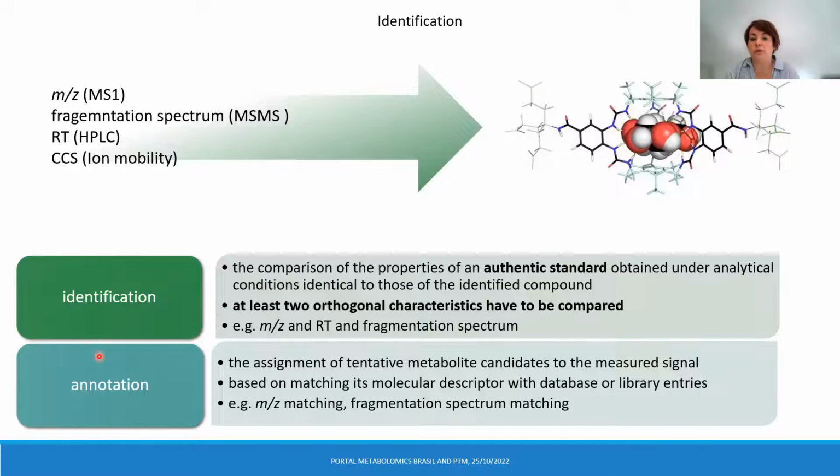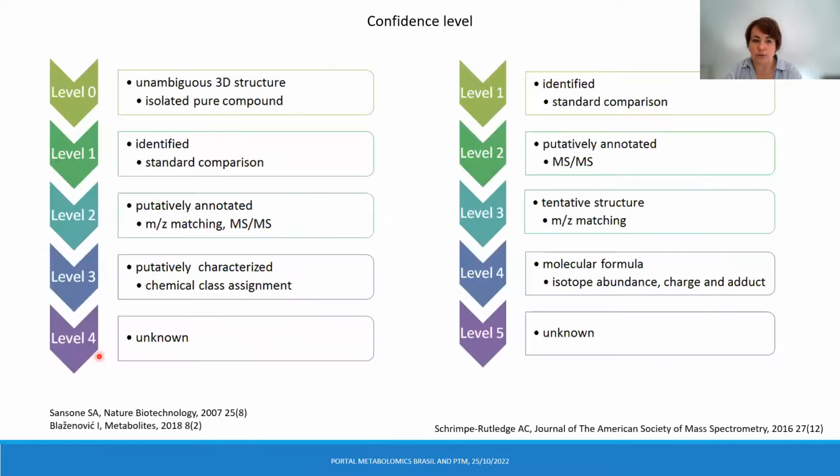Why? Simply because the number of commercially available standards is highly limited. And this problem is even bigger in terms of lipids, because the number of commercially available lipids is really little in comparison to the lipidome coverage, to the number of lipids that we can indeed find in the biological matrices. So today, in the majority of the cases, I will be referring to the annotation, not the identification process.